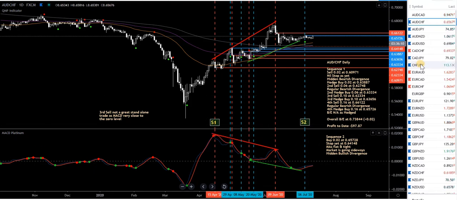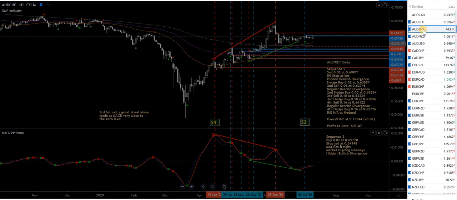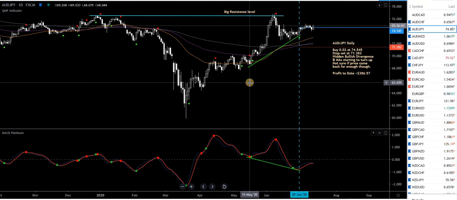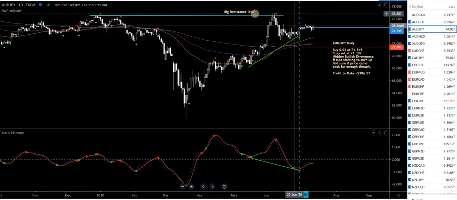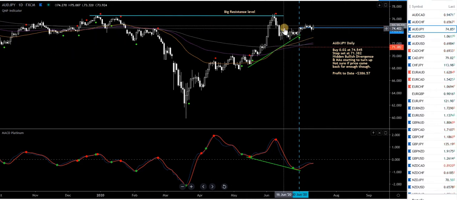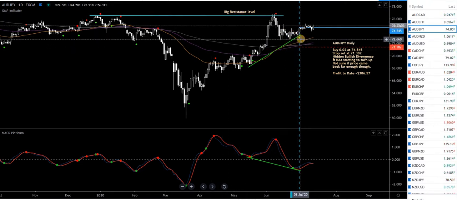All right, Japanese yen in a buy trade here, so it's pretty straightforward. You can see a blue trend line. I've got notes on there, big resistance level. Again, price probably didn't come back far enough.